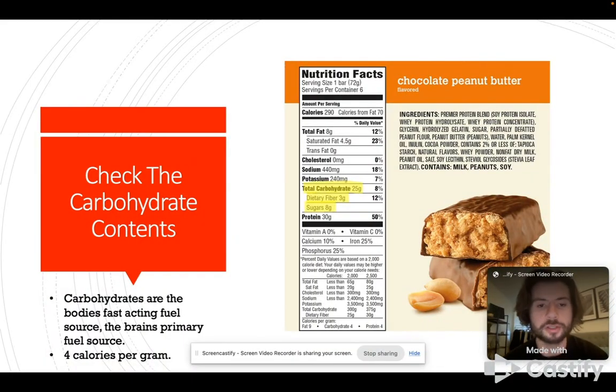Fiber is a complex carbohydrate, which means multi molecules, which is good, right? It's hard for your body to break down, or your body can't break it down at all. That's fiber's job, to push everything along in the gastrointestinal tract. And then sugars, there are 8 grams of sugars in it. So again, that does not add up to 25. So there are other types of carbohydrates in there that are not being specified.